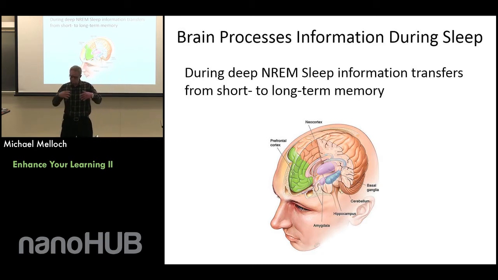Take someone and have them study something, put them in the MRI and have them go over it again, and their hippocampus is lighting up. Then you let them go home, sleep, and come back the next day. They go over that material again, and the hippocampus is quiet. It's the neocortex that's lighting up. So the information has been transferred from the hippocampus to the neocortex.